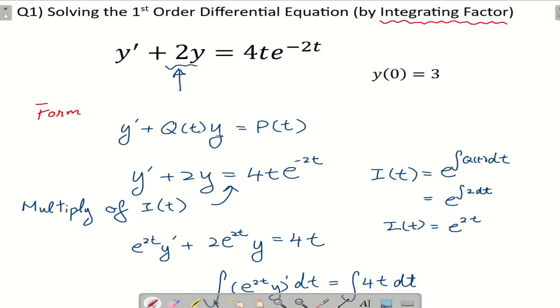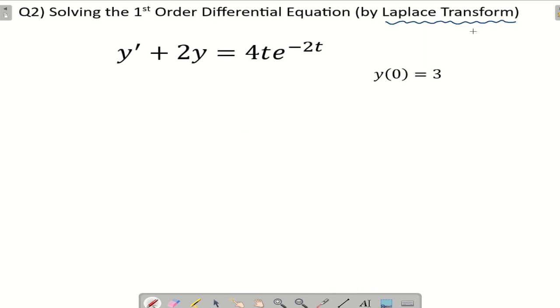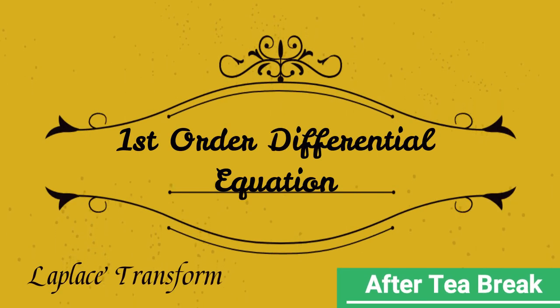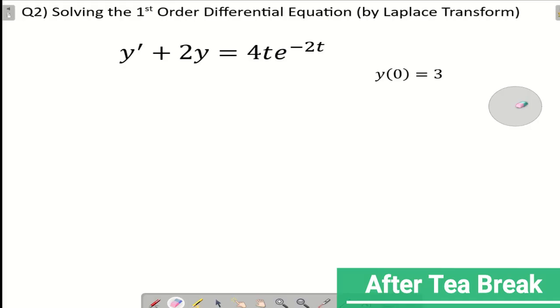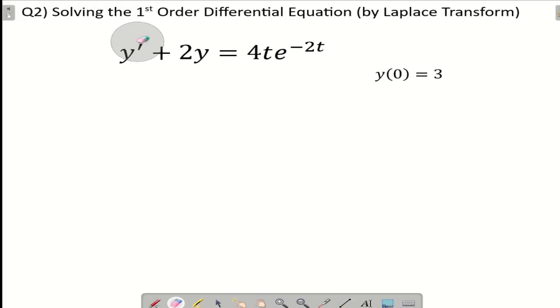Now take a break and we go on to solve the same equation by the Laplace transform. Okay, after the coffee break, we go back to solving the first order differential equation, but this time by the Laplace transform. We solve y dash plus 2y equal to 4t e to the power minus 2t with the initial condition y(0) equals 3.